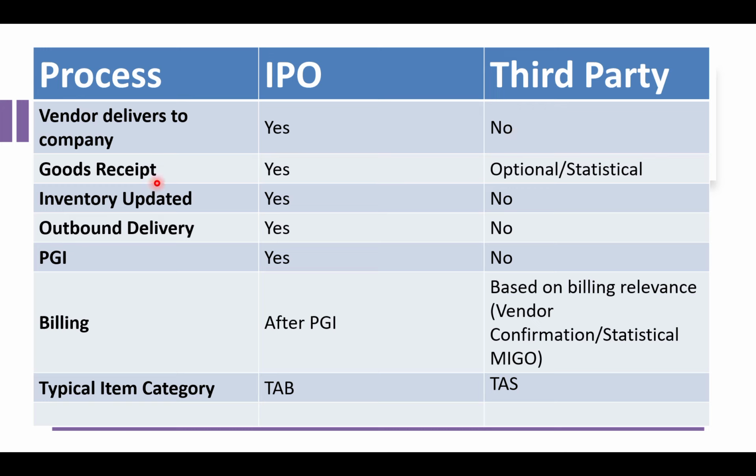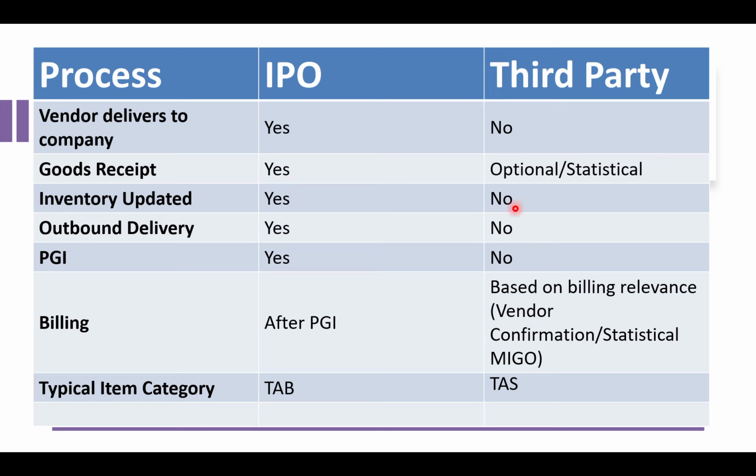And then goods receipt. In IPO, yes, we are having goods receipt. Then only stock will come inward. So the same stock will be used against the customer order. And in third party, either you will do statistical MIGO or you won't do any MIGO here. So it is not necessary. Even if a MIGO is there, that is always statistical only. And inventory updated, yes, it will be updated. How? Because while doing MIGO, your stock will be updated, right?